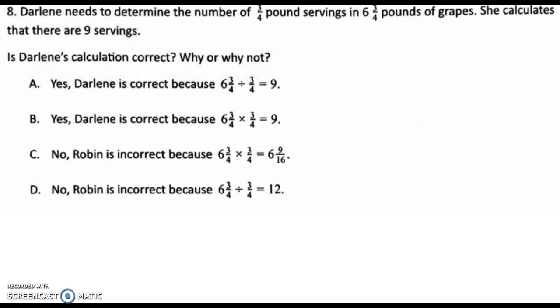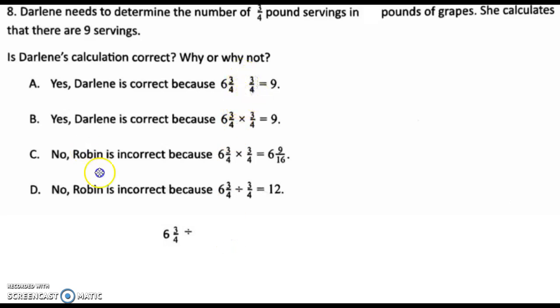So what we're trying to do is figure out which one of these answers right here is correct, and which is the right method. If we're talking about the number of 3/4 pound servings in 6 3/4 pounds of grapes, we're just going to divide. I'm actually going to borrow these numbers because I don't want to make these fractions. So we're going to take 6 3/4 divided by 3/4.